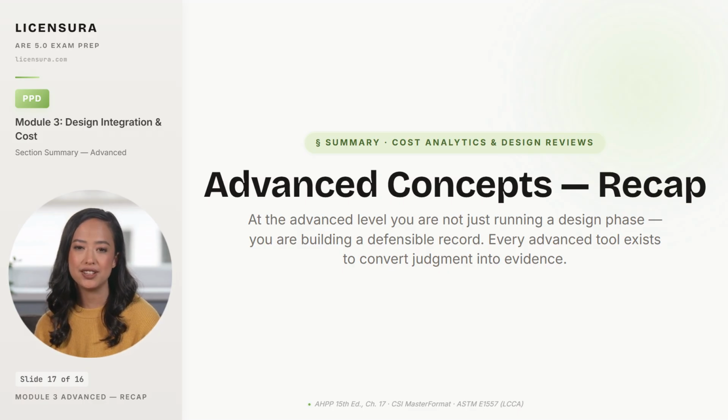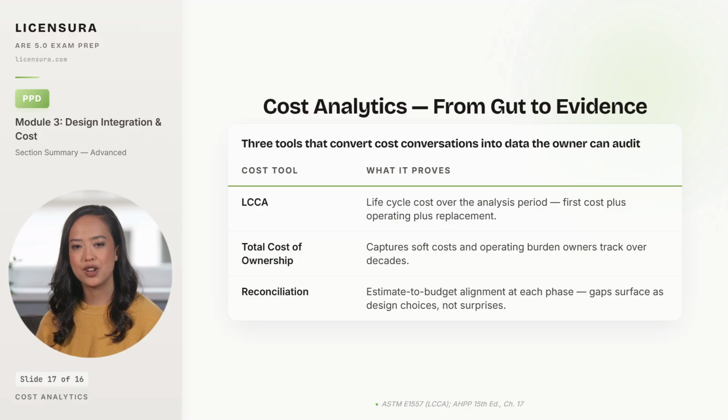And peer review converts a single-author design into a multi-author validated design before construction documents lock in coordination errors. Every advanced lever you reach for is producing the record, and that record is what protects the project, the practice, and your standard of care if a claim ever arrives. Cost analytics is the first cluster because lifecycle math and reconciliation are the tools that turn cost from anxiety into auditable evidence. 3 tools turn cost from gut feel into evidence.